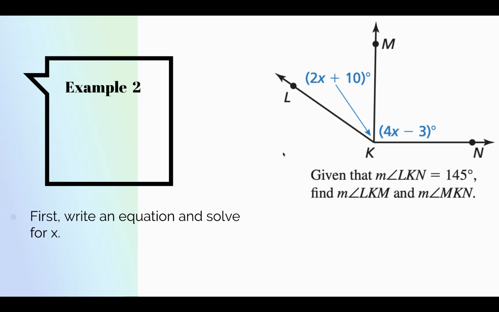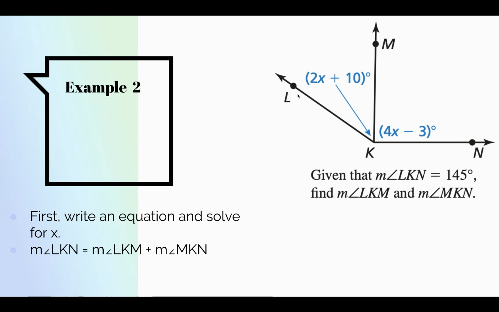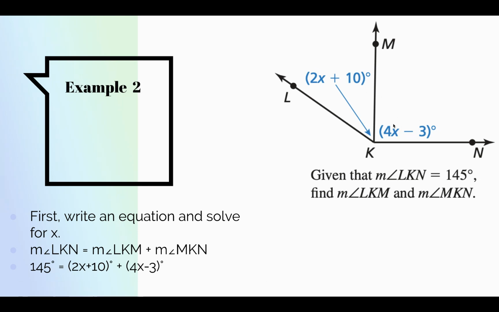So let's go ahead and set up our equation, and let's first solve for x. Then we're just going to substitute x into each one of these expressions to find the measure of those angles. Angle addition postulate tells us this: measure of angle LKN is equal to measure of angle LKM plus the measure of angle MKN. Now we just substitute in the values that were given. 145 degrees equals 2x plus 10, plus 4x minus 3. So these two blue expressions added together give you the 145 degrees.